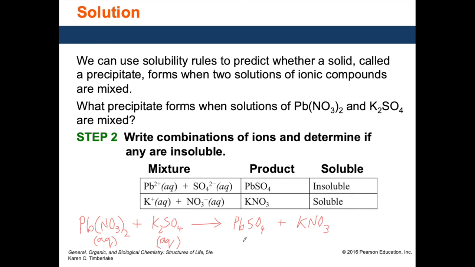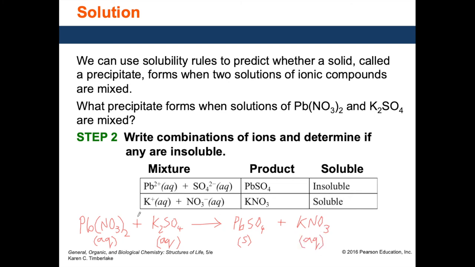So what state symbols are going to go underneath these? Well, we just saw that lead 2 sulfate is insoluble, which means it is a solid. It does not dissolve in water. We see this as a cloudy yellow solid when we do this reaction. If you haven't seen this reaction before, typically you start off with two clear colorless solutions, and when you mix them together, all of a sudden they turn yellow and cloudy. Well, that yellow cloudiness is the lead 2 sulfate. The state symbol, of course, for our potassium nitrate is going to be aqueous.